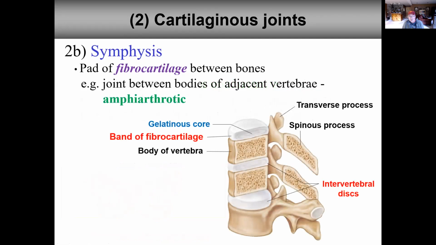Another place that we talked about going to find fibrocartilage in the body is between the vertebrae, right? The intervertebral discs. This likewise is amphiarthrotic, slightly movable. And it appears as if this is showing a cutaway view of some thoracic vertebrae, I would think. Look at the downward pointing spinous processes. Amphiarthrotic.